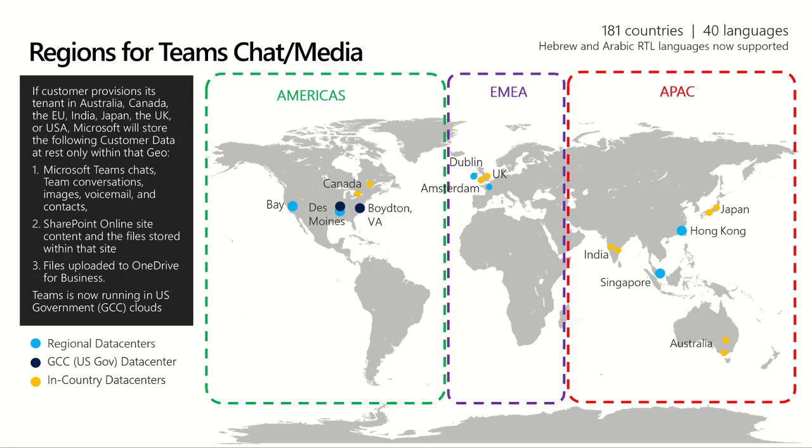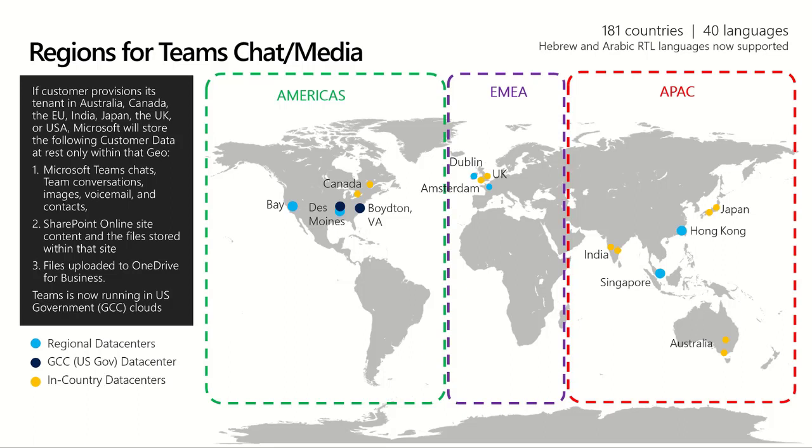So why do we do all of this? So this black box, what's in this black box I'm going to explain now. Depending on where your tenant is provisioned, that determines where data gets stored. So if you provision your tenant in Australia, Canada, the European Union, India, Japan, the UK, or the USA, Microsoft stores the following data at rest within that geography: Teams chats, Teams conversations, images, voicemail, and contacts.